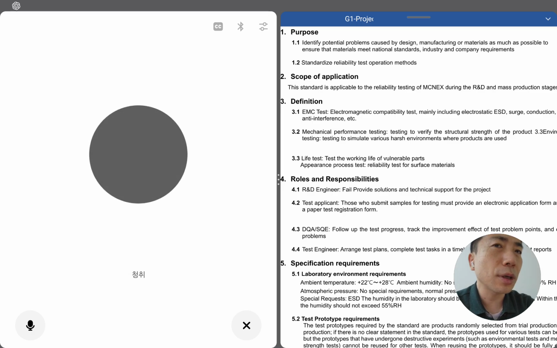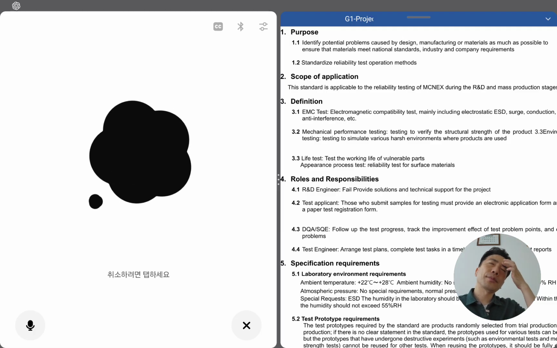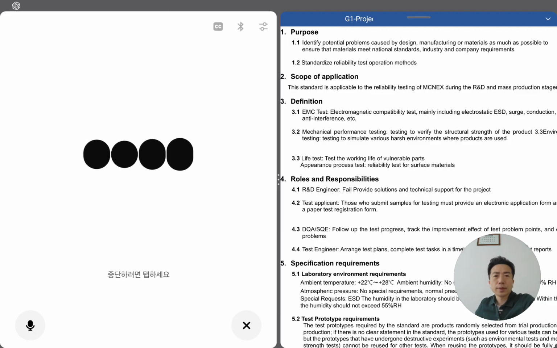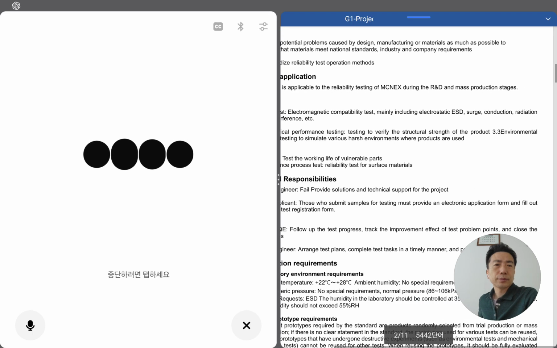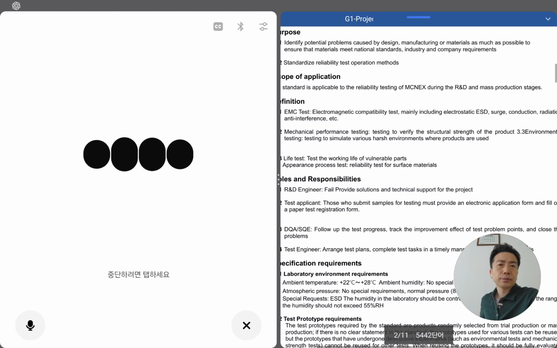Oh my God, GPT, I'm sorry. Let me hear one more time. Sure, David. Listen closely to the rhythm. EMC test stands for electromagnetic compatibility test. It mainly includes electrostatic ESD, surge, conduction, and radiation interference tests. Notice how ESD sounds like three clear letters. ESD. Want me to say it again, but a bit slower so you can shadow it word by word?